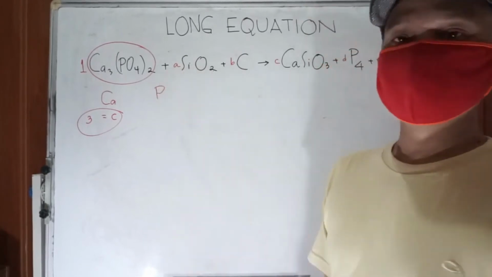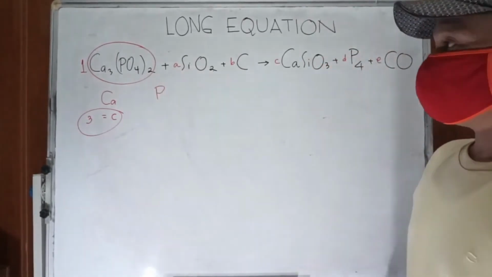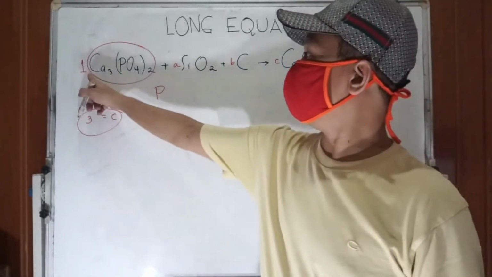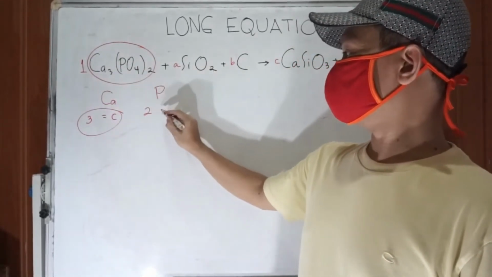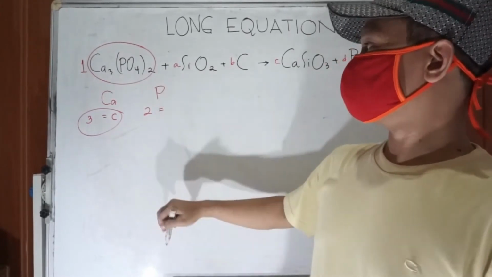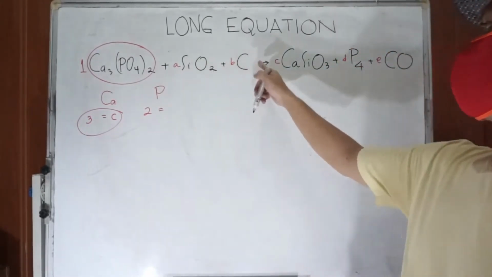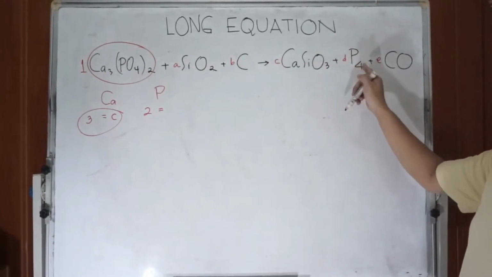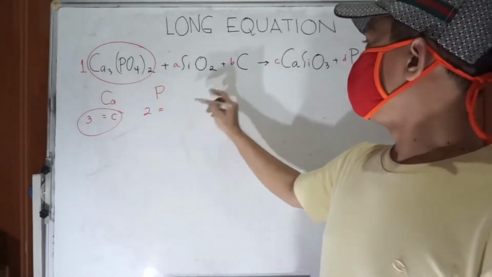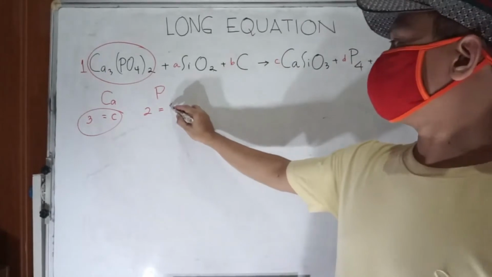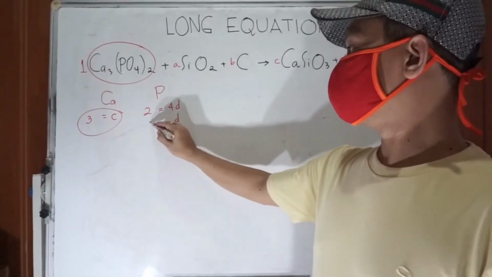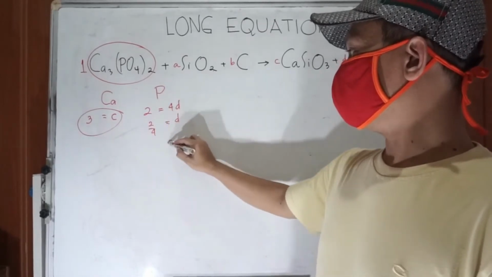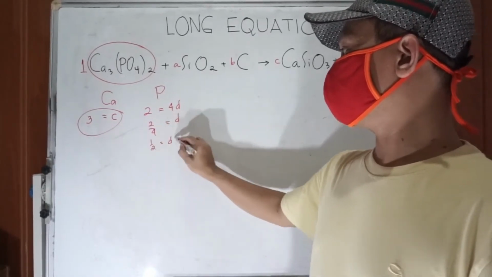Phosphorus. On the left side, we have 1 times 1 times 2, so the left side is 2. On the right side, there is nothing here, just D times 4. So 4D equals 2, and D equals 2 over 4, or D equals a half.